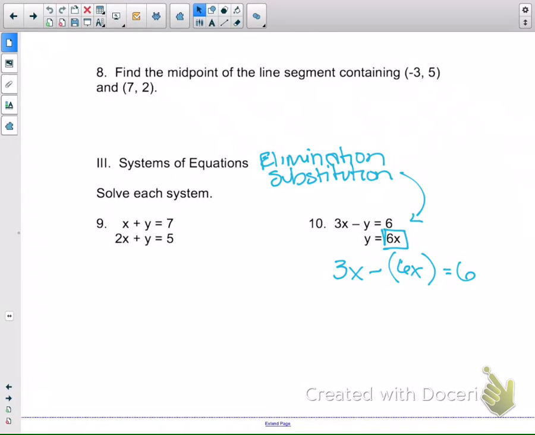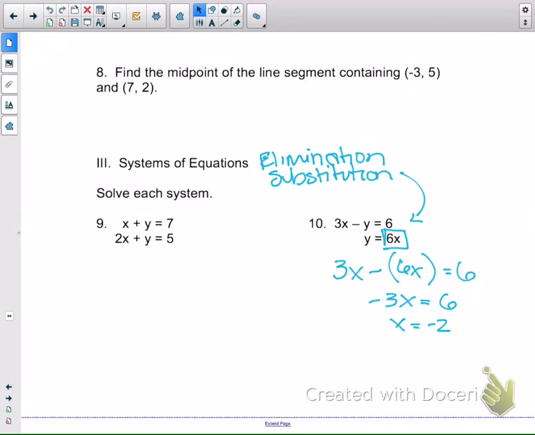6x. What that does is it creates for us an equation that's either all x's or all y's, and it makes it much easier for us to solve, because I can combine like terms here, right? 3x minus 6x is going to give me what? Negative 3x equals 6. Then I can solve for my x value by dividing by negative 3 both sides, which gives me x is negative 2.